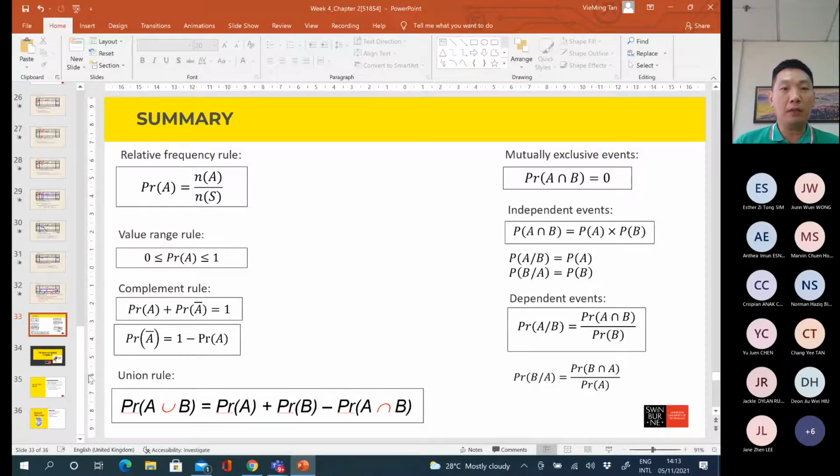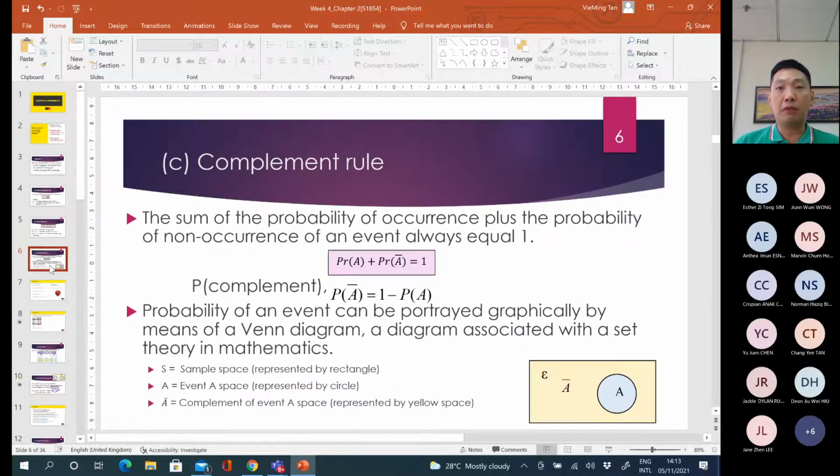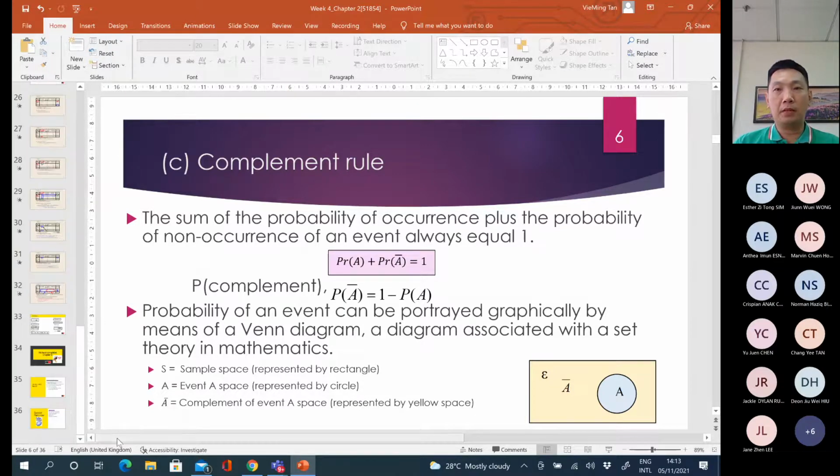You can use the Venn diagram to show the relationship between A and non-A. If this circle is area A, and this square box refers to the sample space, let's say the S, then the non-A should be this part, outside the circle but within the square. It's the orange area. So the area of A plus the area of non-A always equals 1, which is equal to the S. So far, any question on this?